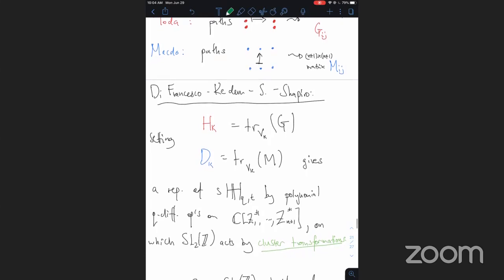One of the nice things about this alternative functional realization is that the action of the mapping class group, of SL2(Z), is very transparent and very uniform. Namely, it always acts by cluster transformations. So in particular, this issue of writing integral kernels for the various mapping class group elements can now be treated in a completely uniform way. And all of these integral kernels factor into elementary pieces just coming from quantum logarithms.